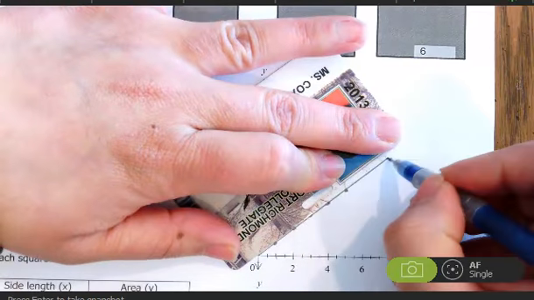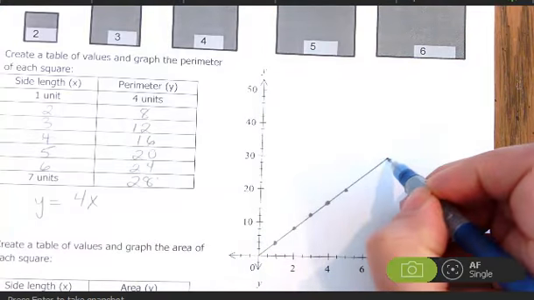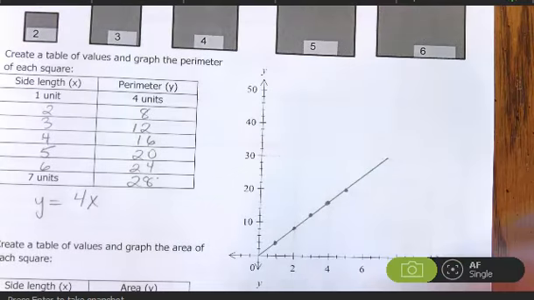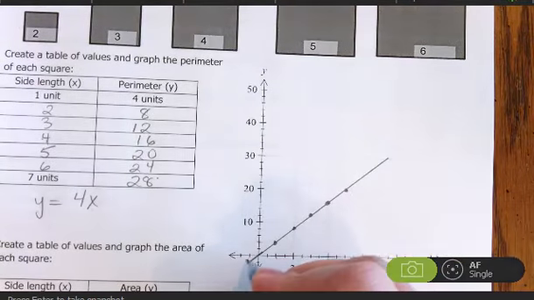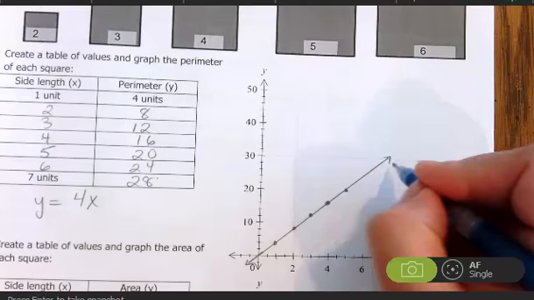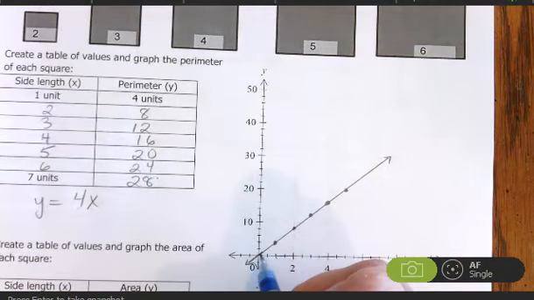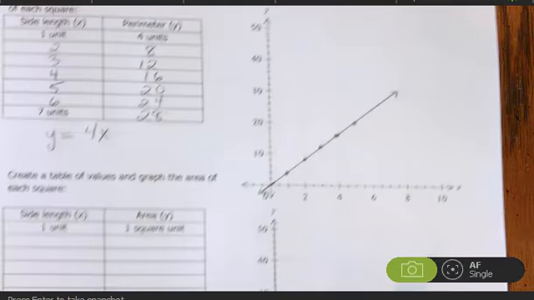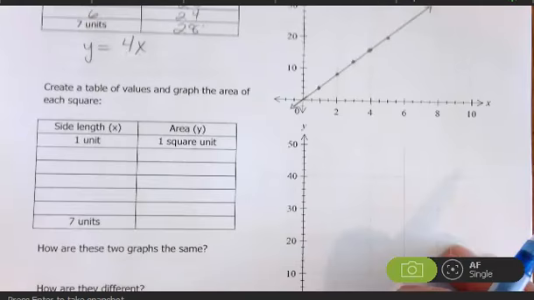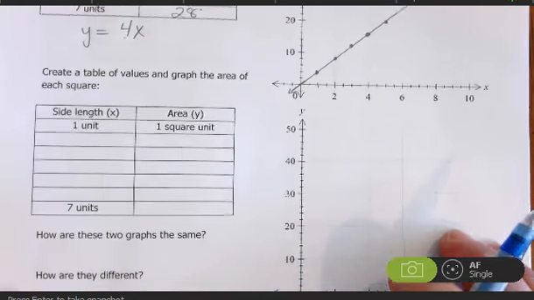And if you remember from last year, this is basically a linear equation. So it's a straight line, and it has a slope of 4 and a y-intercept of 0 and an x-intercept of 0. Okay, so now let's look at this next question down here.